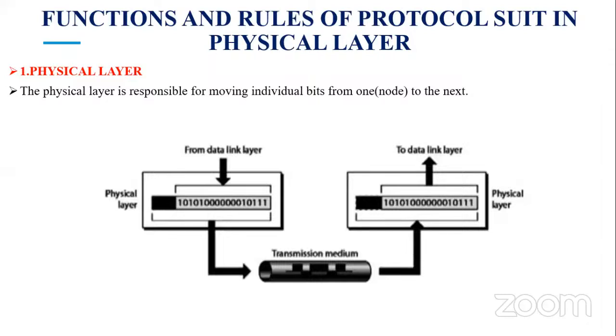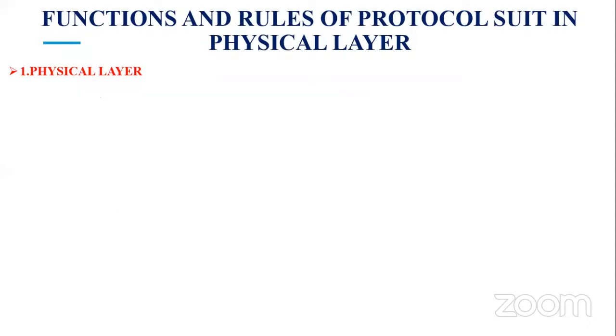So the same way it is there. This picture is the same: it will convert the data into bits, ones and zeros. Then that will convert into signals. So, this is more information about the physical layer, the functions.